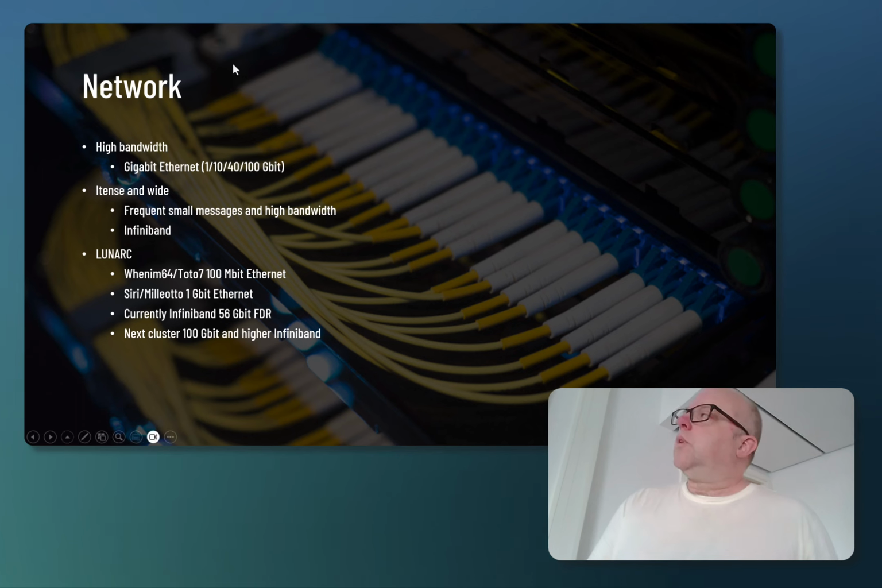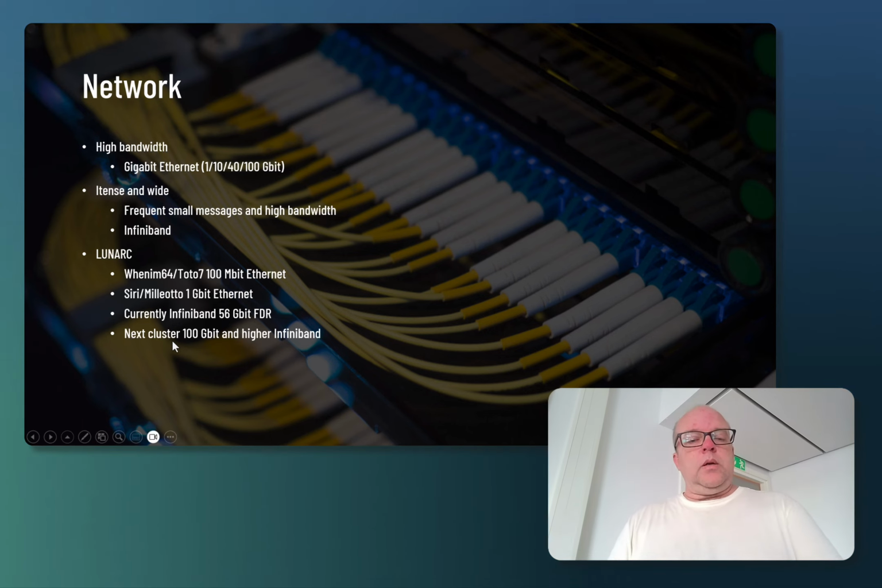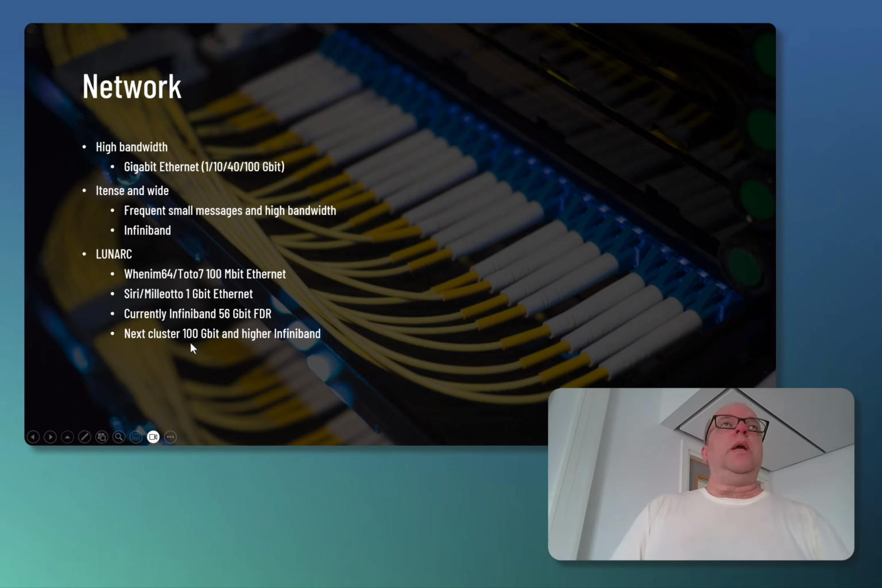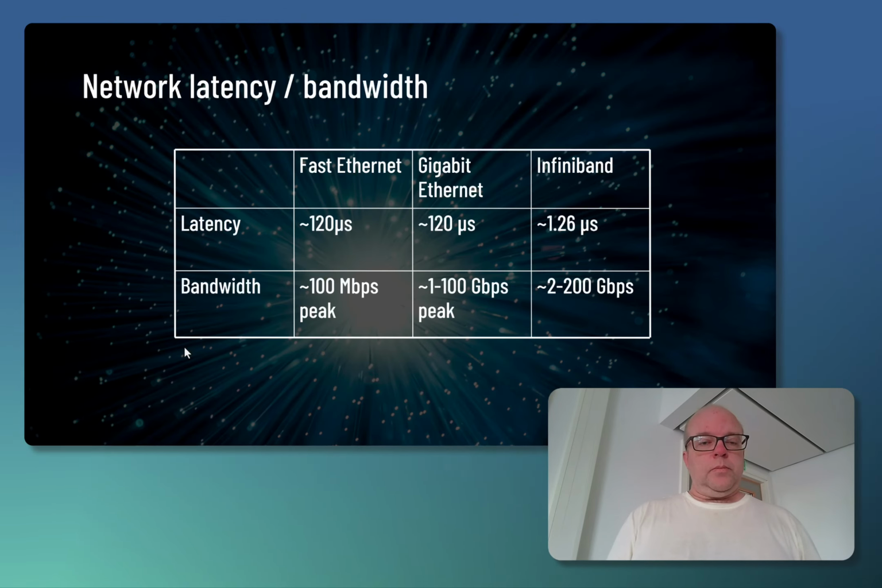There are some network types here. We can have gigabit Ethernet: 1, 10, 40, and 100 gigabits per second Ethernet connections. And on Lunarc, we have had all of these networks. A long time ago we had 100 megabits, then 1 gigabit, and we currently have 100 gigabits, something called InfiniBand. The next cluster is the Cosmos cluster, and we have 100 gigabit between the servers, so you can move data between the servers quickly.